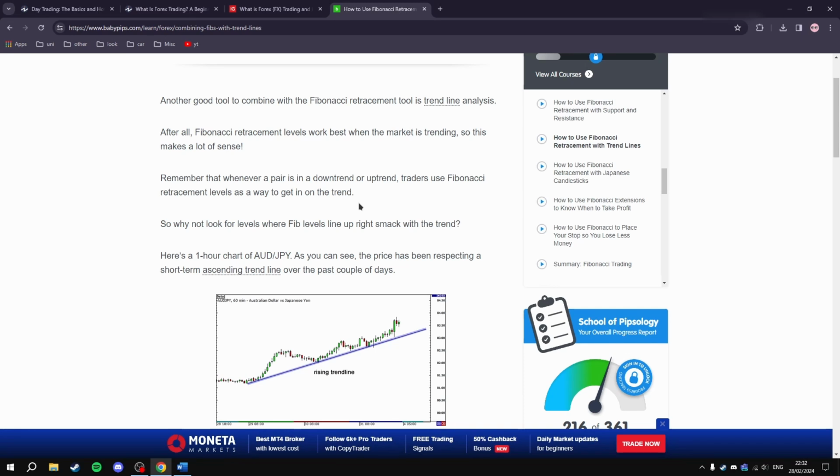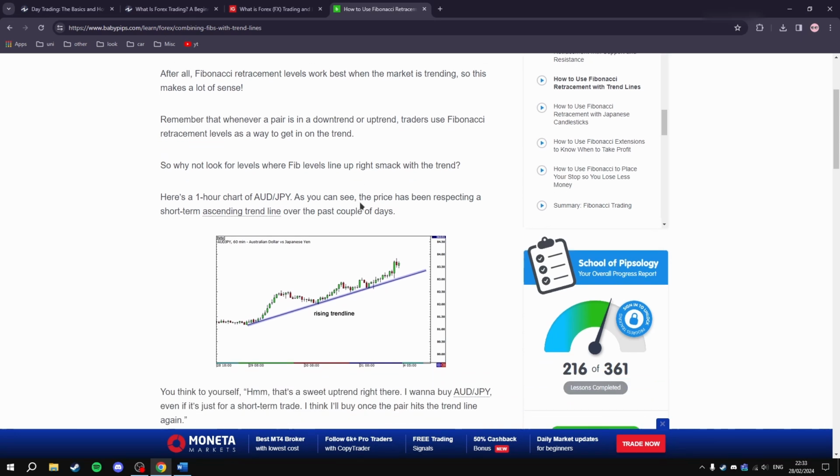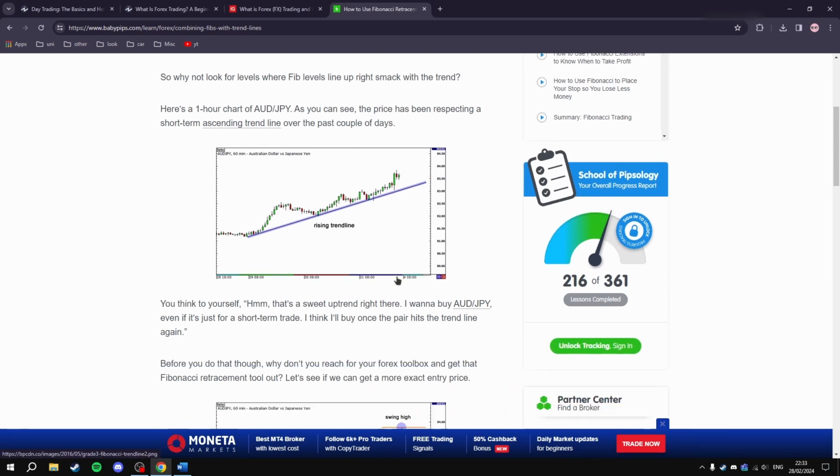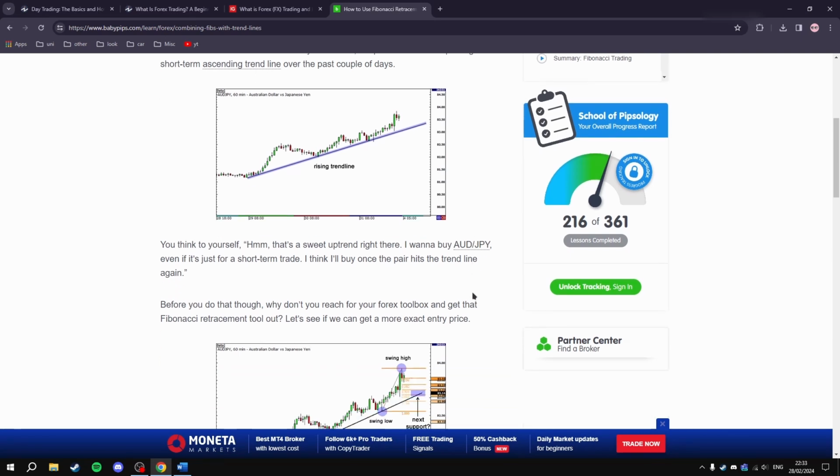Here's a 1 hour chart of AUD JPY. As you can see, the price has been respecting a short-term ascending trend line over the past couple of days. You think to yourself, that's a sweet uptrend right there. I want to buy AUD JPY even if it's just for a short-term trade. I think I'll buy once the pair hits the trend line again.